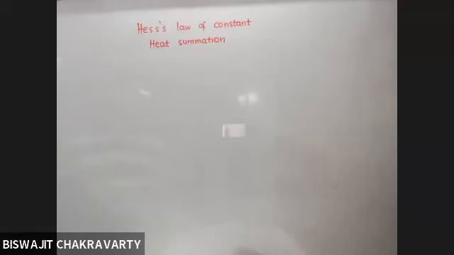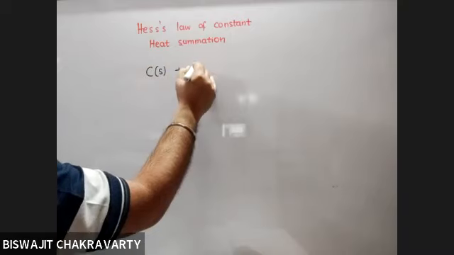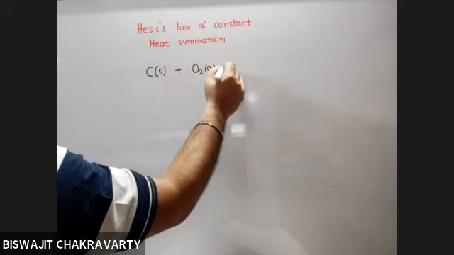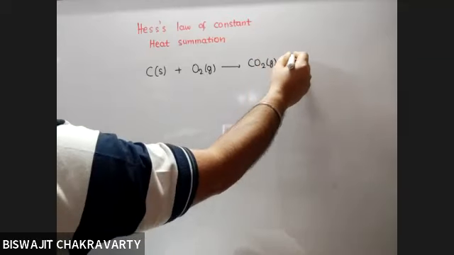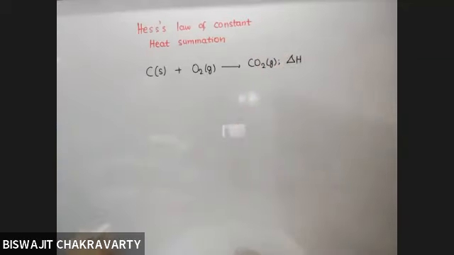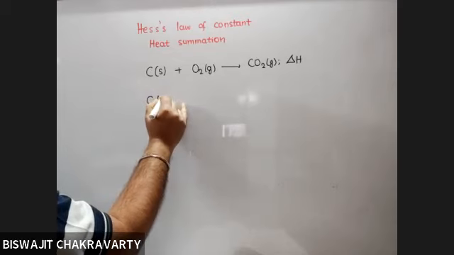So this particular topic simply says that suppose I convert carbon to carbon dioxide in one single step, for which, say, the enthalpy change for the reaction is delta H, let us say. And there is another way of converting carbon to carbon dioxide.